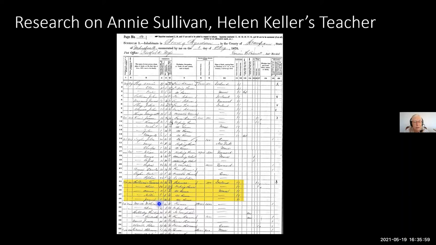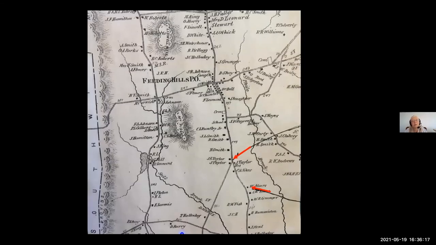And we can see the neighbors around them. Here's a Taylor, another Taylor family, another Taylor family. So even though we know they were very poor, or we do if we've read a biography, I was wondering if we could find them on the map. So this is the Feeding Hills part of Agawam. Unfortunately, I did not find the Taylors and the Moores, some other people that were on that census, on any of these little squares. But just by looking at who else was on that census page, I could estimate that this is where Annie Sullivan lived when she was a little girl. So it was kind of fun.